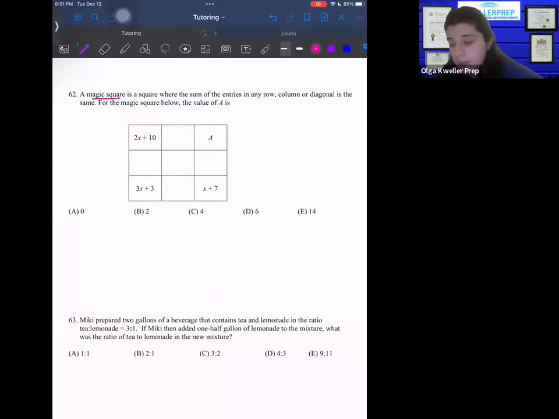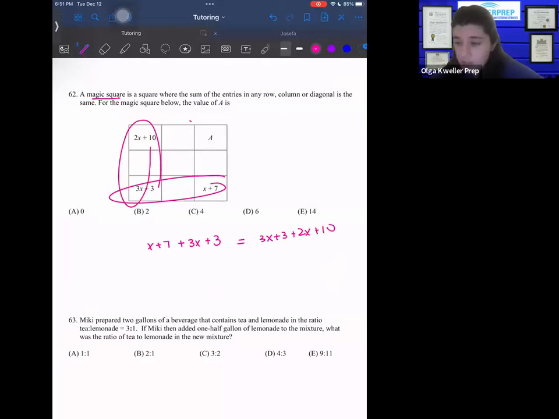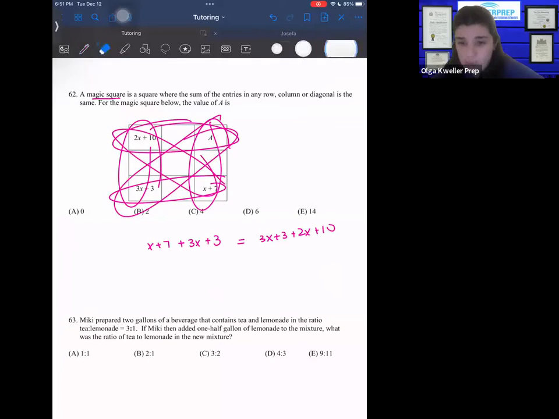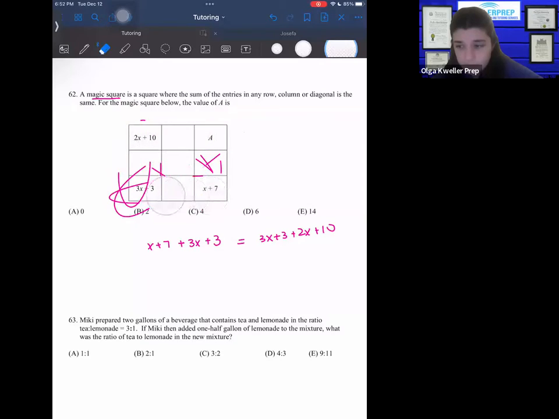So basically what that means is x plus 7 plus 3x plus 3, right? Has to equal 3x plus 3 plus 2x plus 10. Does that make sense? So this way must equal this way, must equal this way, must equal this way, must equal this way. That's what they're saying in this magic square. Does that make sense to everybody?